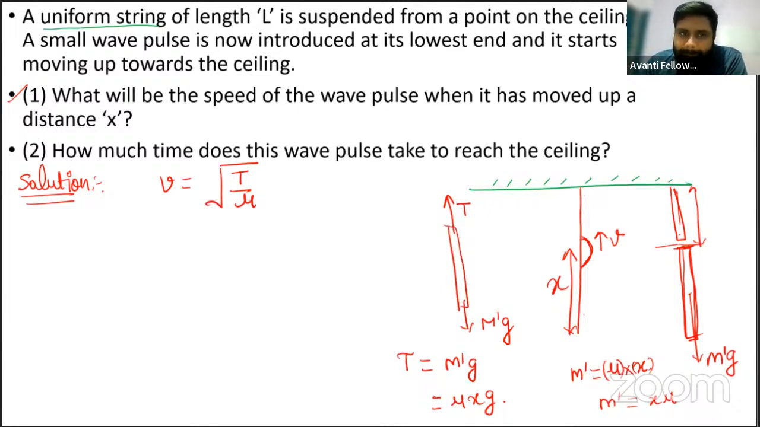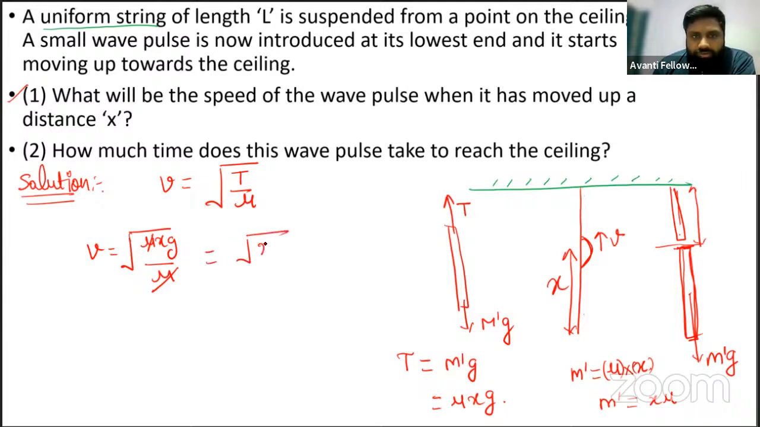Got it? Now, if we put the value of tension in this expression, we have mu xg divided by mu, so we can cancel it out, equals square root of x into g. This is equation number 1 and the answer to the first question. So this is the speed or velocity of the wave when it has moved up to a distance x. Got it?